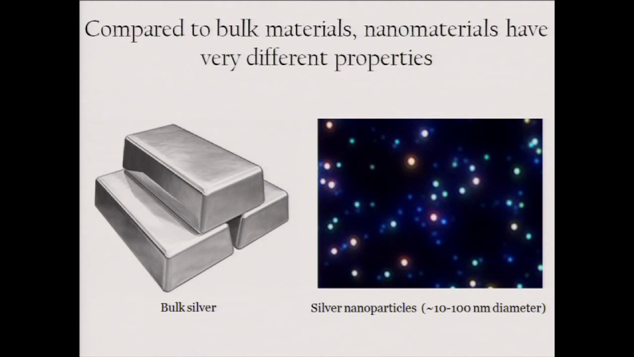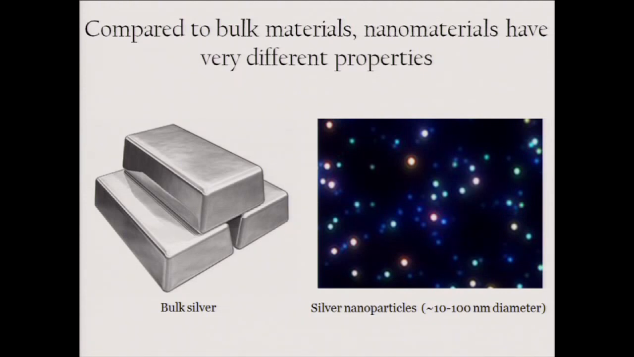Okay, so as you can see, or get a flavor for with the butterfly wing iridescence, nanomaterials can exhibit very different properties from their bulk counterparts. So here's an example of bulk silver. Silver is normally very shiny, metallic, reflective.